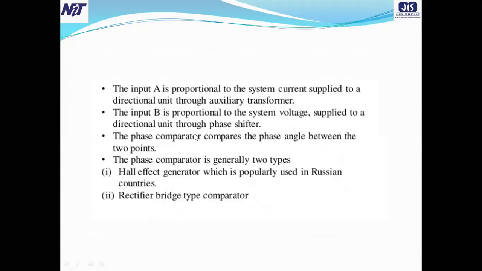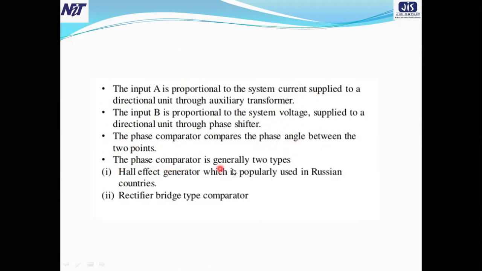Look here, there are two inputs, A and B. Input A is proportional to the system current, supplied to the directional unit through the auxiliary transformer. Input B is proportional to the system voltage, supplied to the directional unit through the phase shifter. The phase comparator compares the phase angle between the two inputs.